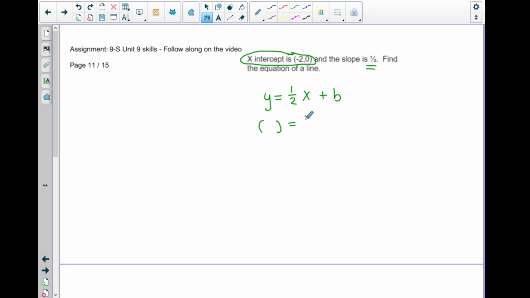I plug them in. So I already put the slope in, right? Slope's already there. So I'm going to plug in 0 for y and negative 2 for x. Okay, so I get 0 equals negative 2 times 1/2 is negative 1. Add 1 to both sides, I get b equals 1. So my final answer, of course, is the slope and the b plugged in. So y equals 1/2 x, they told us that slope, and then plus 1 for b. That's the answer.